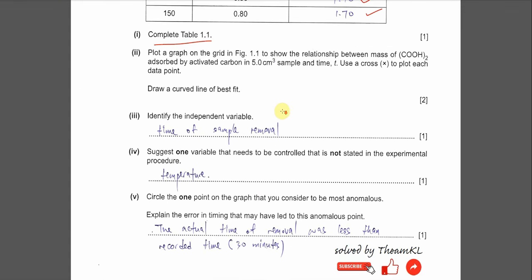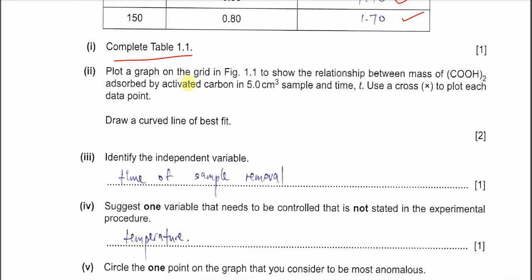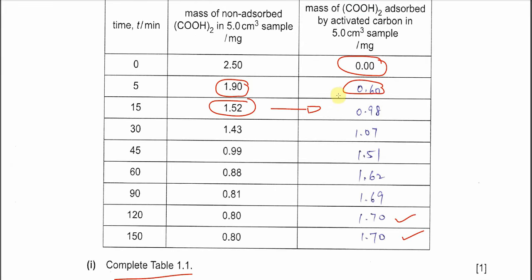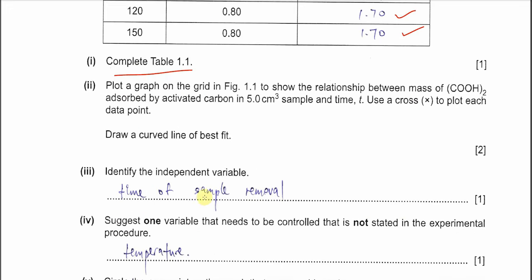Next part, identify the independent variable. This one is quite flexible. As you can see here, with different time, the mass of the solute that is adsorbed is different. So we can actually change the time. When the time is different, the mass of the solute adsorbed is different. So the independent variable is the time of the sample removal. We can actually control the time. We can choose when it is.